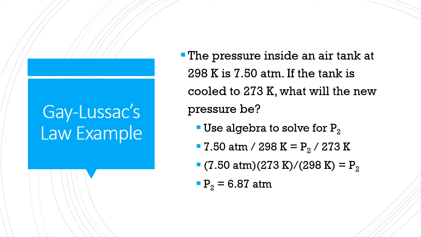We must now use algebra to solve for P2. Once again, you can either just do the algebra as is or cross multiply and divide in order to calculate P2. We will find that P2 is equal to 6.87 atmospheres.